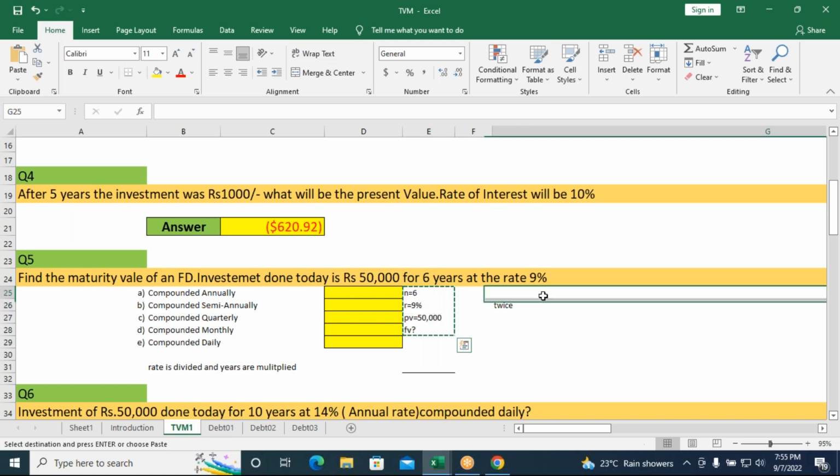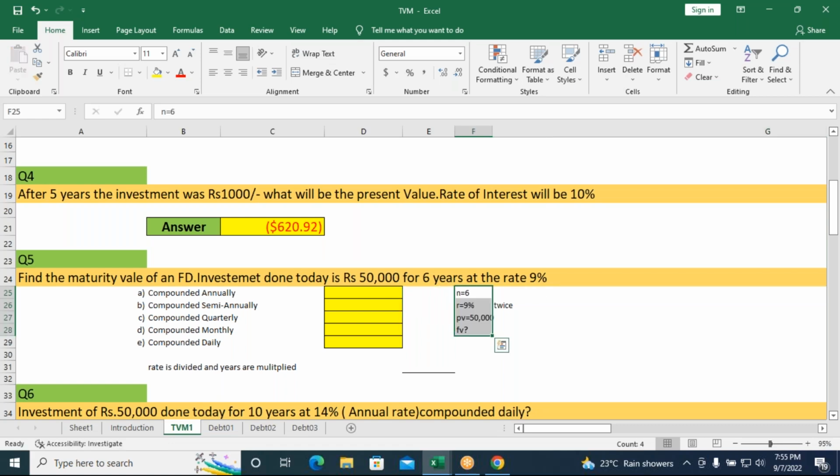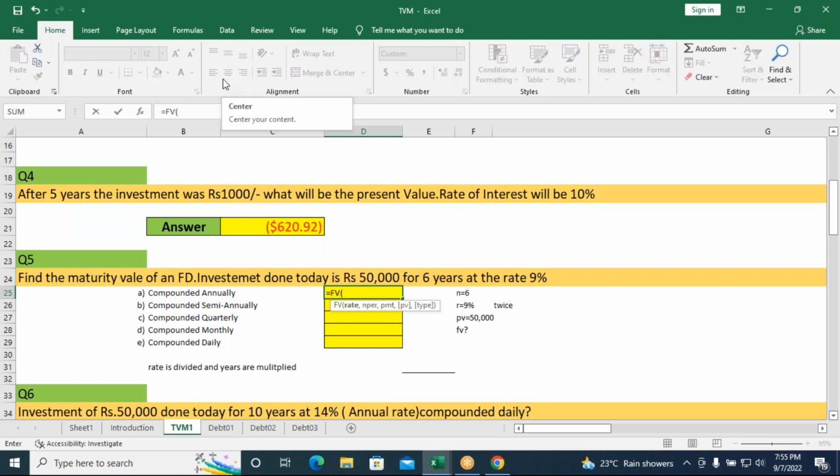Open the parenthesis. So now tell me what is the rate of interest? 9%, ma'am. 9%. Very good. Enter. What is the number of years? Tell me how many years I'm going to make the investment. 6 years. Very good. So do I know the PMT? No, ma'am. So we don't know, so we'll keep it as 0.